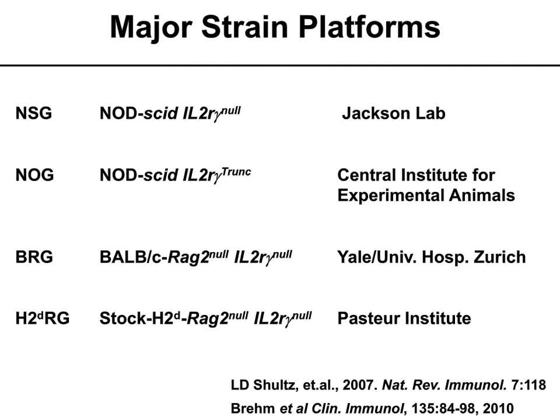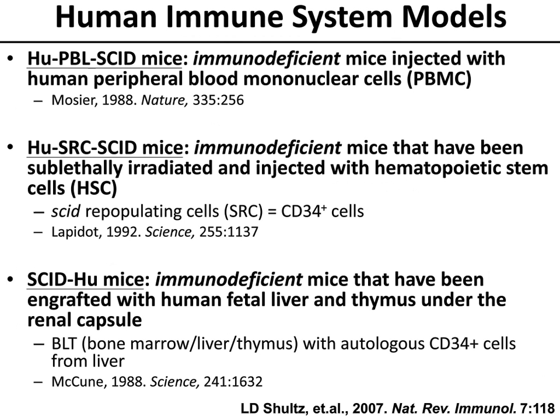So what I'm going to move to next is basically really now start to drill down into creating human immune system models with our humanized mice. And we've pretty much boiled this down to 3 basic models where we can study human immunobiology in these immunodeficient mice. And these are listed here. So the first is what we call the Hu-PBL-SCID mice. These are basically immunodeficient animals injected with human PBMCs.